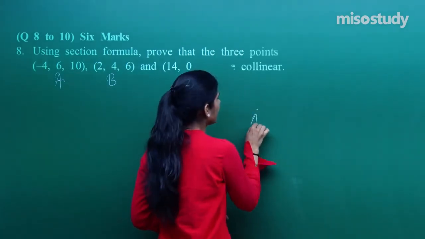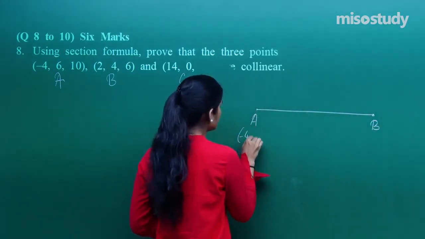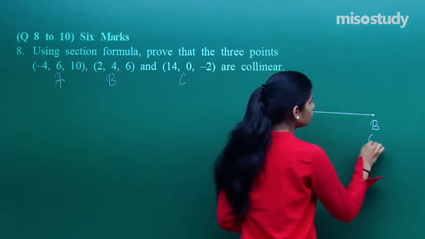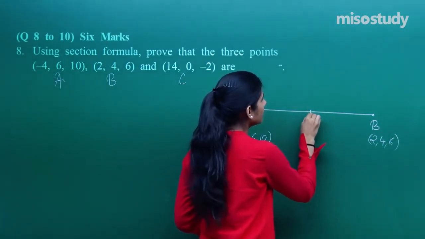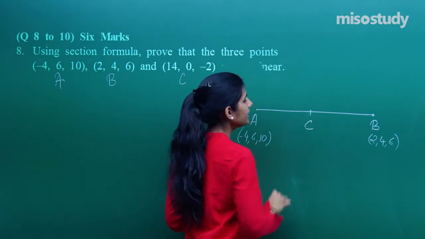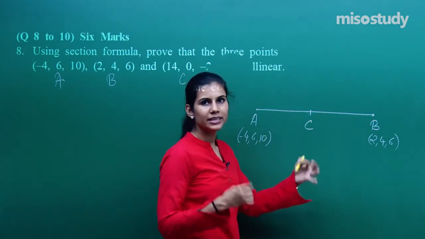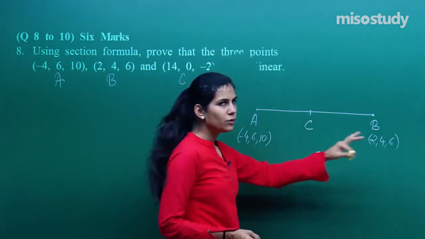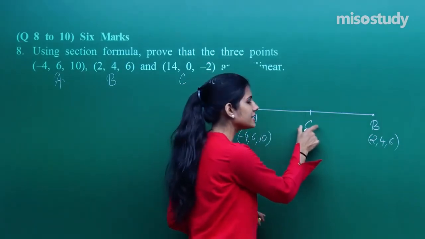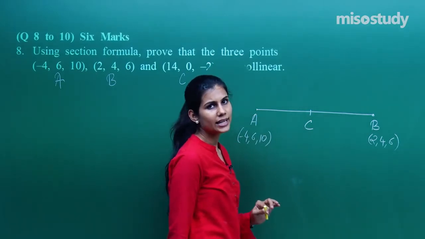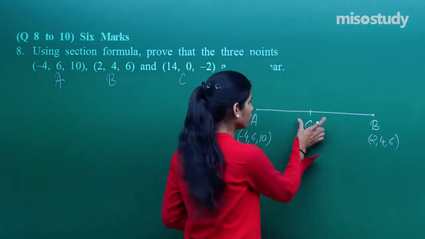So if I pick up A and I pick up B, I have minus 4, 6, 10, and here I have 2, 4 and 6. Suppose point C was lying over here somewhere between A and B, dividing AB segment in a certain ratio. Then C, A and B would have been collinear, right? My aim is this only. My aim is to somehow make C land somewhere between A and B so that I can conclude that C is dividing AB in a certain ratio, and with the help of section formula I get the proof.